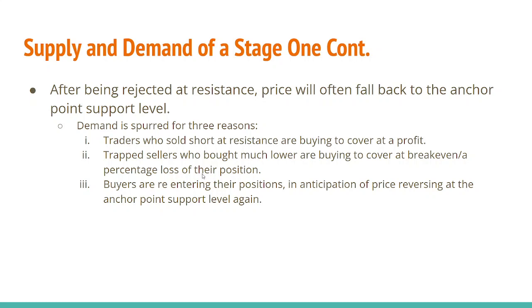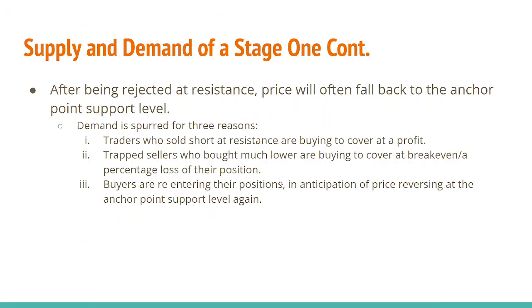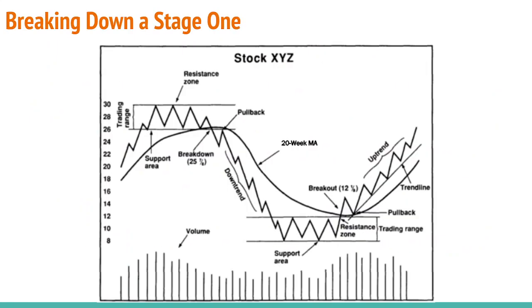These people are buying to cover their shorts, so demand is being introduced into the asset. Next, you have trapped sellers who are buying to cover at break-even or at a percentage loss on their position. So maybe in this example, someone sold short at this $8 level, and then price immediately reversed back to this 12. They saw this big loss once price went up, so they were just ecstatic to get back to their break-even price, and they bought out as soon as they could because they did not want to be in this asset anymore. And then finally, you have buyers who are re-entering their position in anticipation of price reversing at the anchor point support level again.